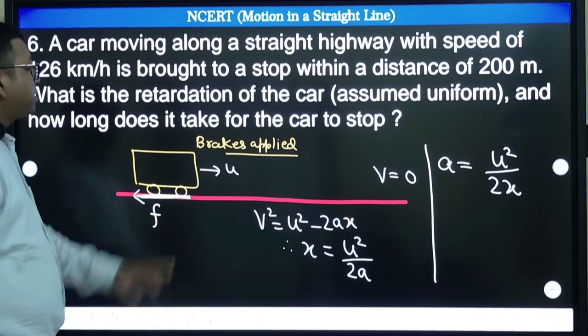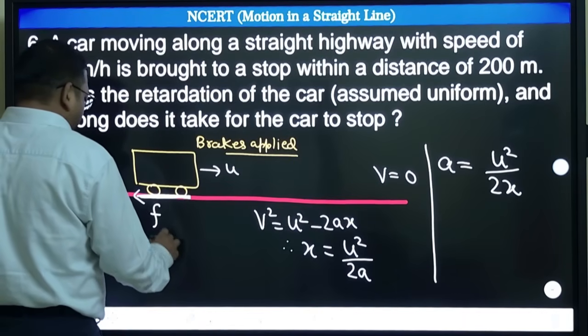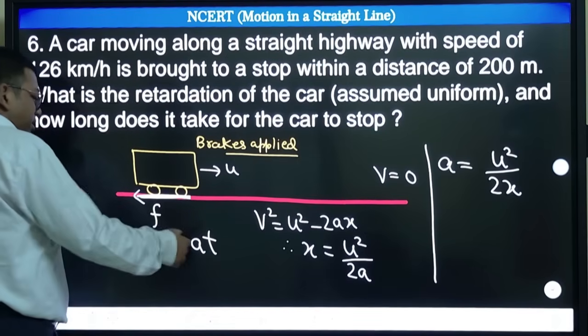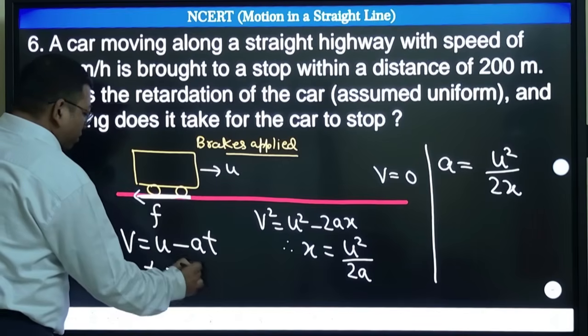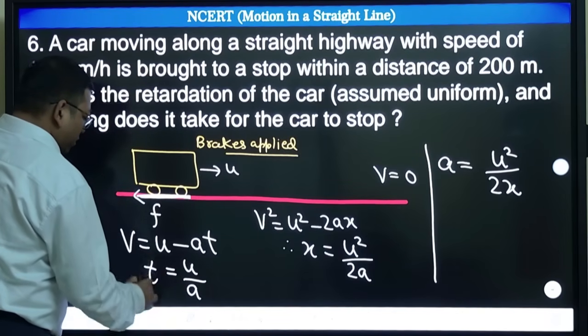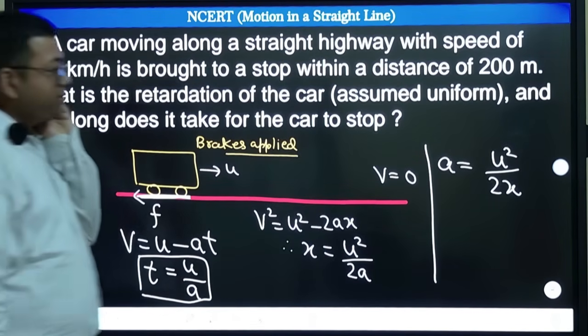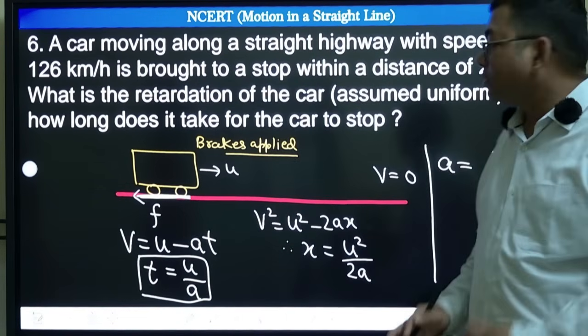How long does it take for the car, or time to stop? So v equal to u plus at we can apply. v equal to u minus at, because acceleration a is retardation here. So from here time will be u by a, right? So once you have calculated acceleration you can calculate this. Clear? So you will be able to do this type of question. Now let us move forward.